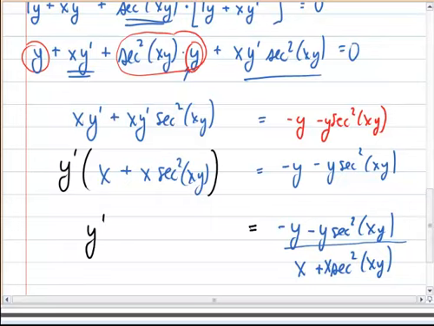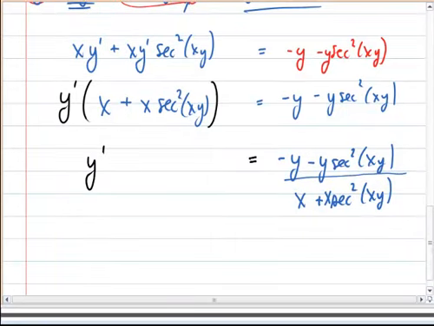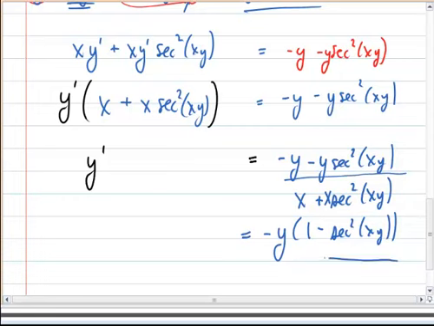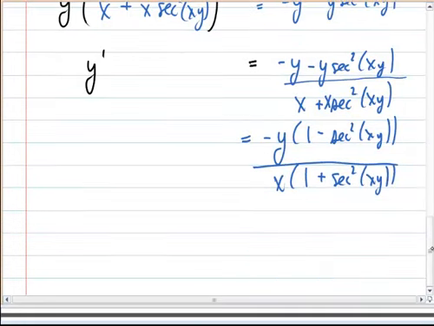So some people will ask the question, can we do anything to simplify this? And of course you see that there's a y in both, so you can factor out a y. And in the bottom, you can factor out an x. But this is as simple as the problem gets for y prime.